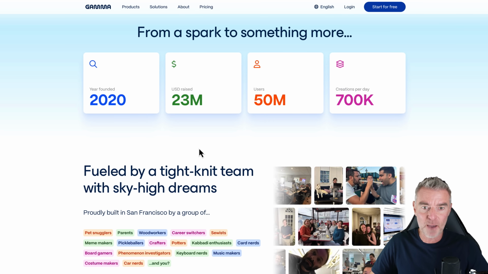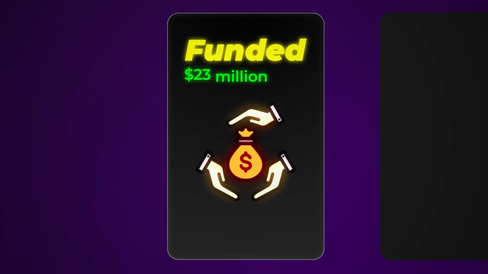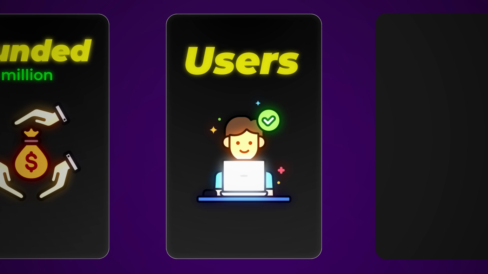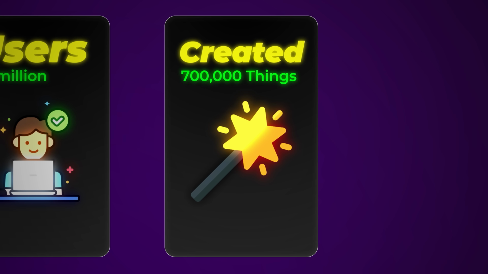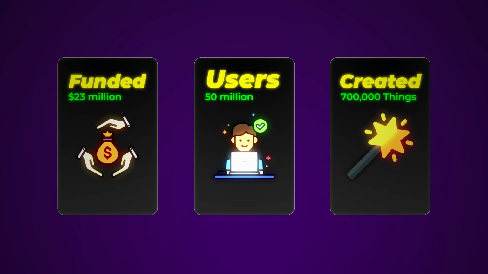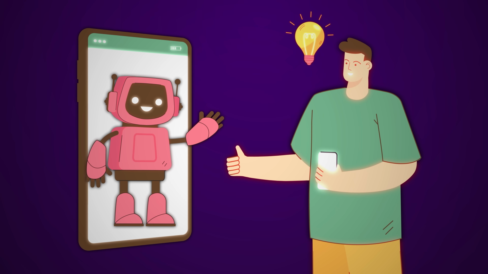Quick thing about Gamma. Gamma is no ordinary AI startup. They've been funded $23 million. They have 50 million users and they also have 700,000 things created on their platform every day. So they know what they're doing when it comes to creating beautiful design products with AI.